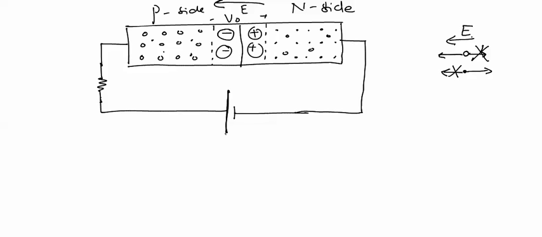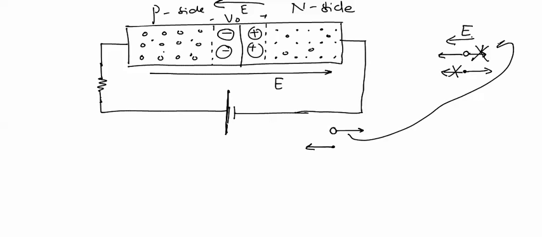Now, seeing the polarity of the supply, an electric field will be induced across this PN junction diode. This electric field will cause the holes to move in this direction, while electrons in this direction. But just now we have studied that the junction's electric field will not allow this hole to move in this direction, and will not allow the electron to move in this direction.